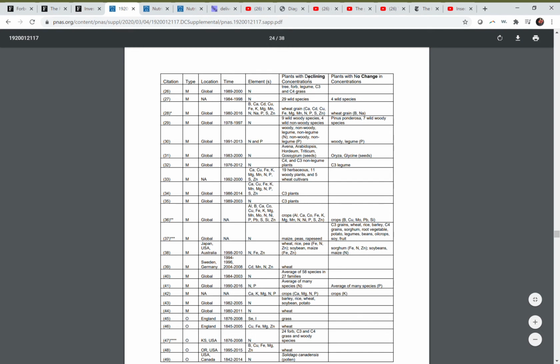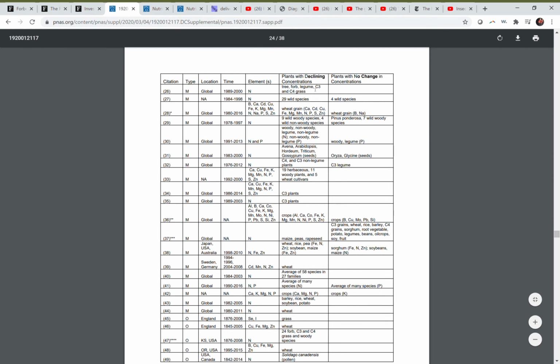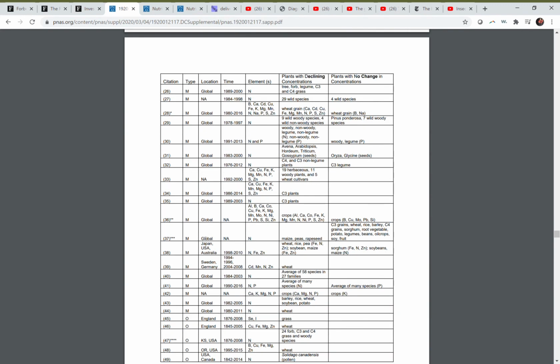Look at this. Plants with declining concentrations of key elements, nutrients, and minerals include trees, forbs, legumes, wheat, woody species, and non-woody species, all in this column. They also observed crops: barley, wheat, grass, forbs, woody species, maize, peas, and rapeseed. There are some that reported no change in concentrations over time. But if you look at the number of species that reported a decrease in concentrations of key elements and minerals, there are many more in this column than in the column with no change. So what we're seeing is that most studies across the world, in Europe, Asia, Australia, and the United States, have reported decreasing levels of major elements, including nitrogen, calcium, copper, iron, potassium, magnesium, and zinc.